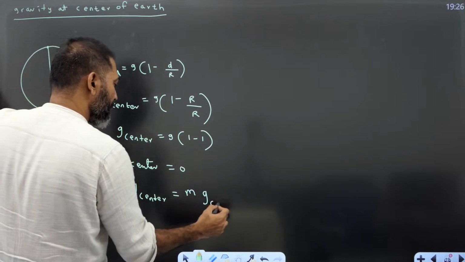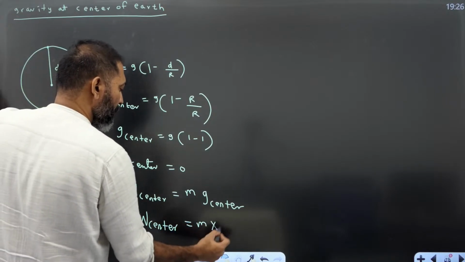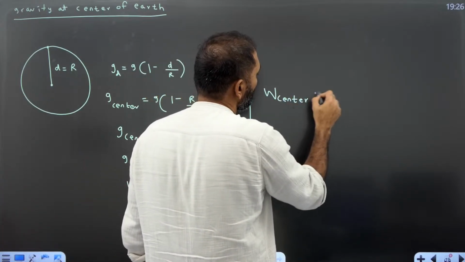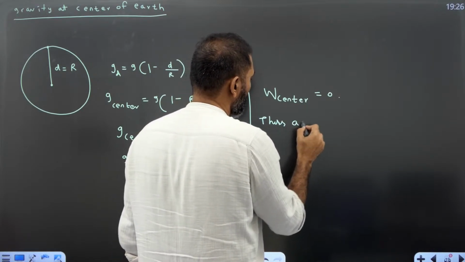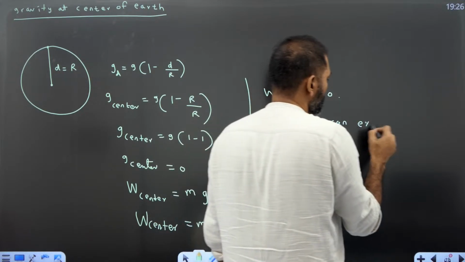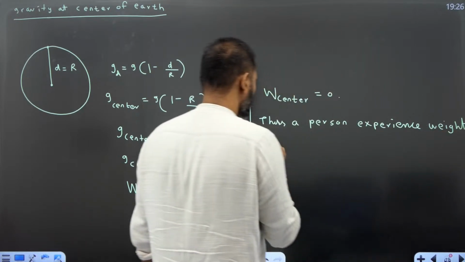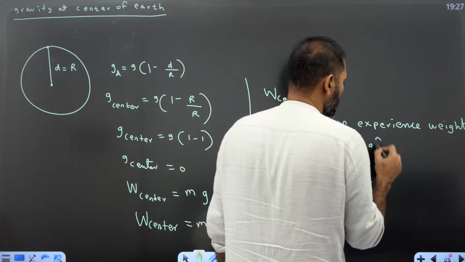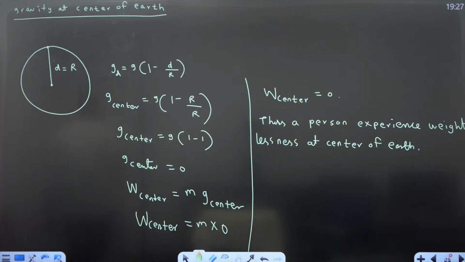So what will be the weight at the center? Mass into gravity at the center. Gravity at the center equal to 0 means weight of a body at the center of the earth will be 0. Thus a person experiences weightlessness at the center of the earth.